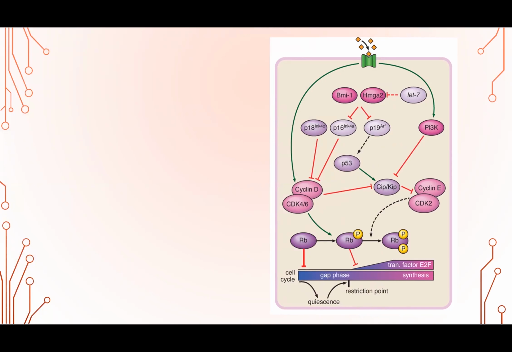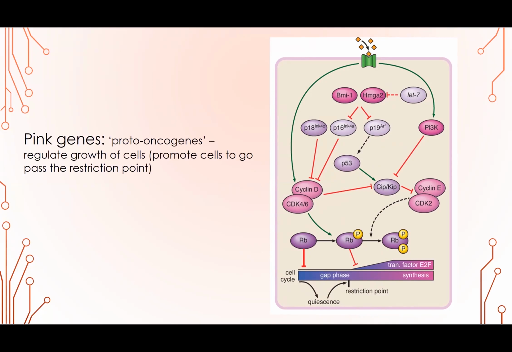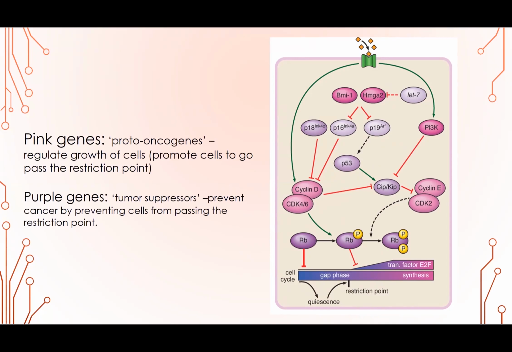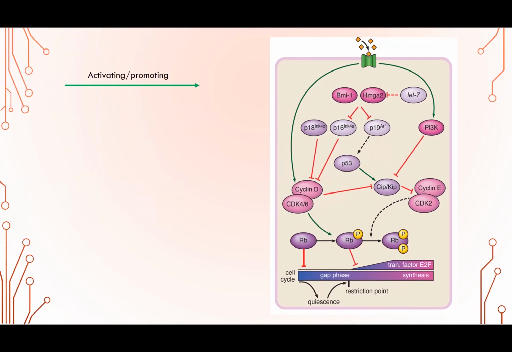Okay, so just remember, as I told you, the pink genes are proto-oncogenes and the purple genes are tumor suppressor genes. So the pink genes are going to push cells to go through with the cell cycle and divide, and the purple genes are going to prevent them from going through and dividing. So there's a lot of different arrows you see in this picture. So let's go through what each of them mean.